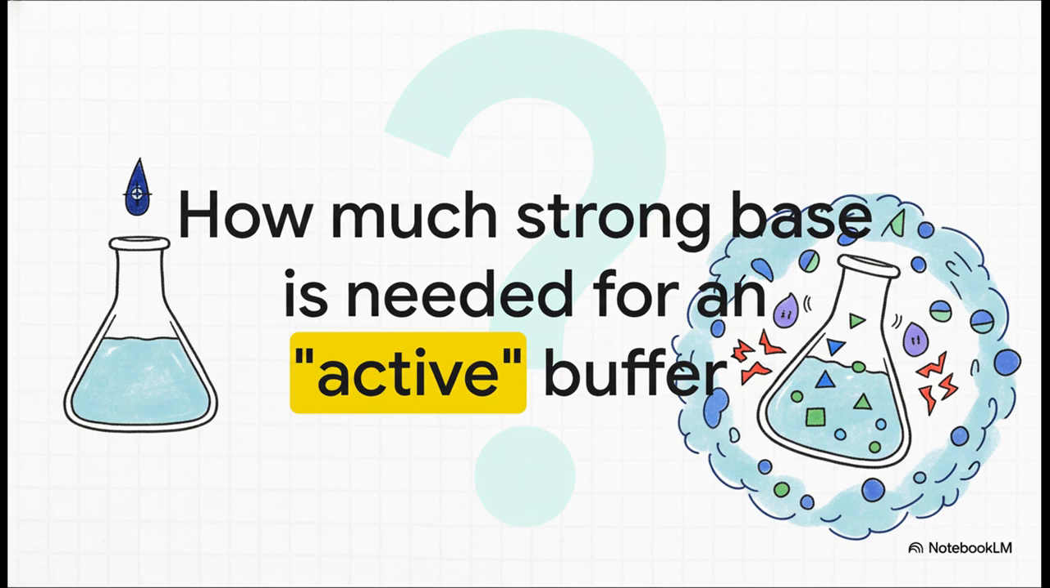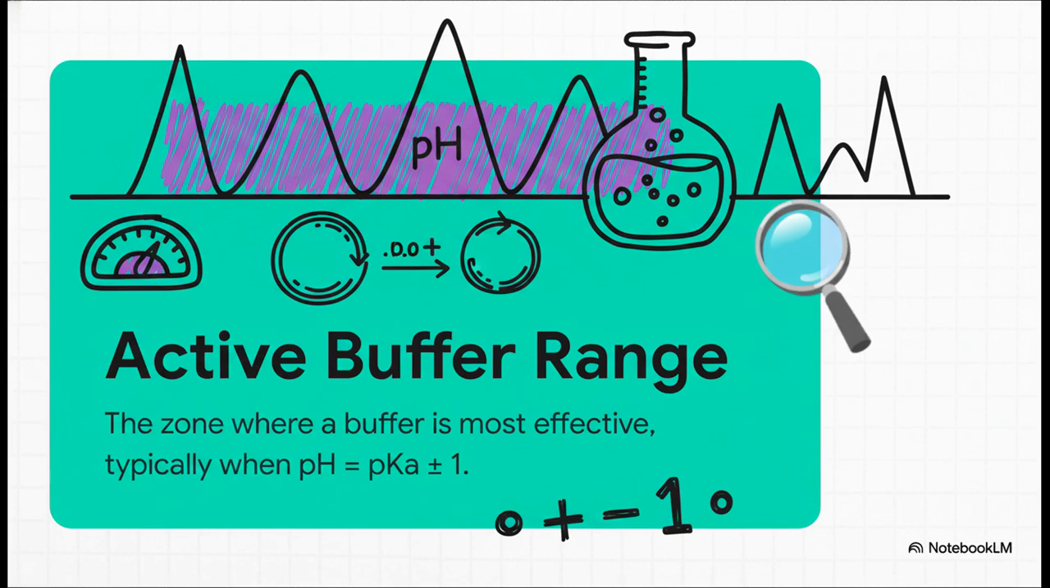To be really effective, to have some real muscle, a buffer needs a good amount of both the acid and the base parts. That way, it can fight off threats from either direction. So the question is, how much of that strong base do we need to add to get our buffer into its active zone? And this right here is the key. A buffer is at its absolute best, its most powerful, when the solution's pH is super close to the weak acid's pKa. Why? Well, because that's the sweet spot where you have hefty amounts of both the acid and its conjugate base just ready and waiting to neutralize anything you throw in there.